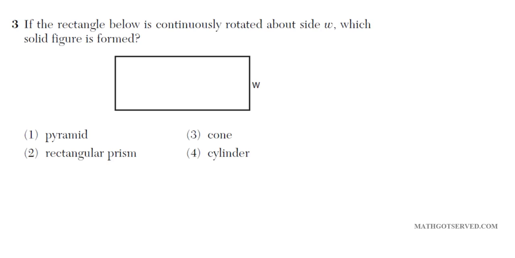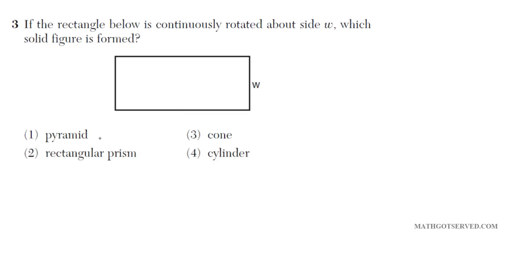Okay, let's take a look at number 3. It says if the rectangle below is continuously rotated about side W, which solid figure is formed? Okay, so before we answer this question, let's do a real quick review of our different 3D shapes in geometry.